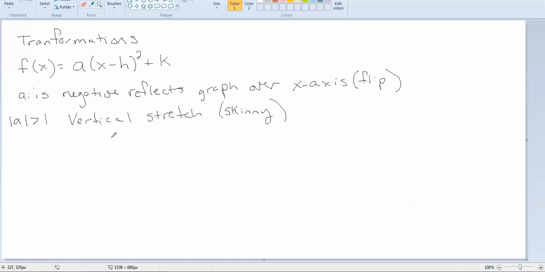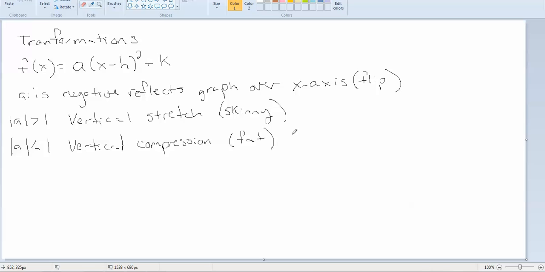And then the next thought would be if this number a is less than 1. So that's going to get us fractions and decimals. If a is smaller than 1, it's going to be a vertical compression. And this should kind of be familiar from doing this with the linears. So my idea is this makes it fat, except it's different when the shape changes on you a little bit.